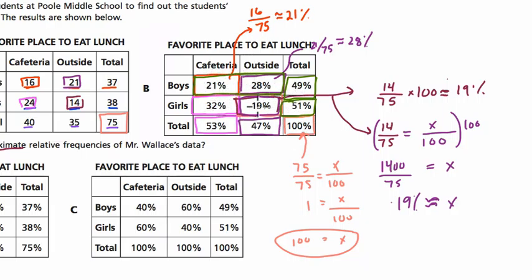If you read it by columns here, what you get is the total amount that like the cafeteria, and then the total amount in percentages that like the outside. If you read it by rows, you get the total amounts by gender, and then always in this spot you have the absolute total of everything.